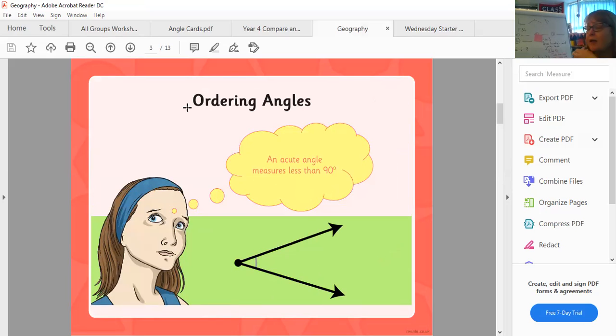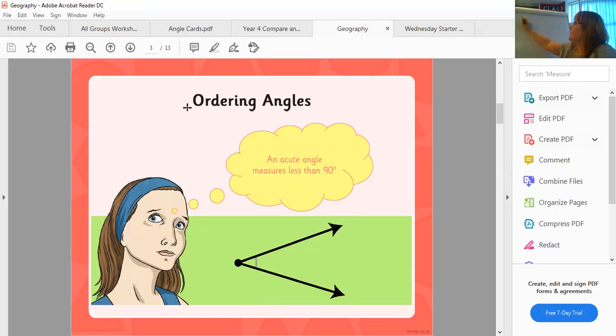So we're going to be looking at ordering angles today. And that means just like when we're asking you to order numbers, it means doing something with them that puts them from either the smallest to the biggest or the largest, or the largest to the smallest. So we're going to order the angles.